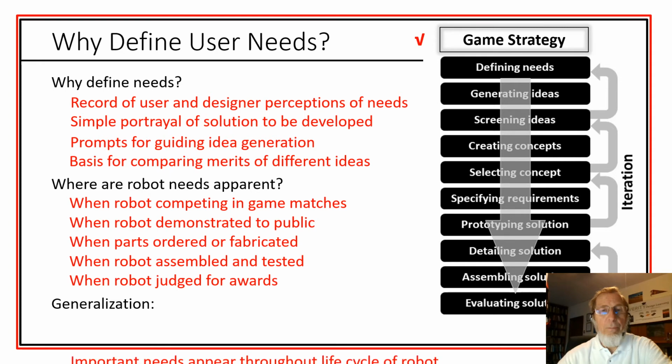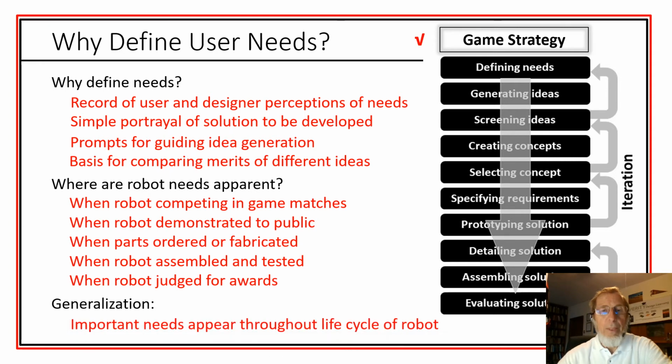So in general, important needs could appear throughout the life cycle of the robot. We need to think about how the robot is being used and what the needs are associated with that use.